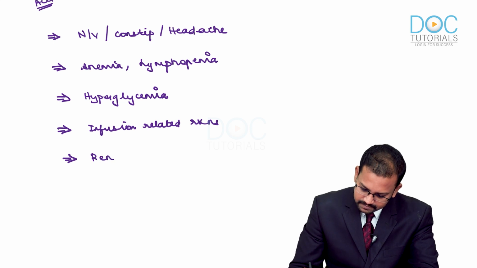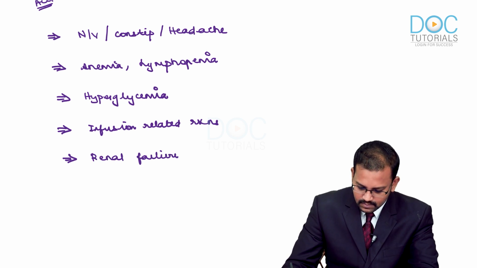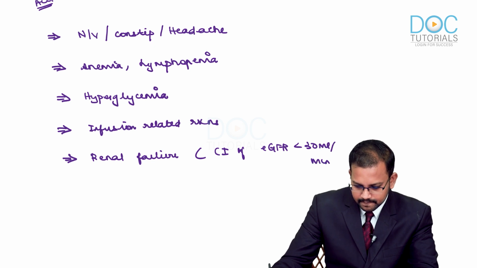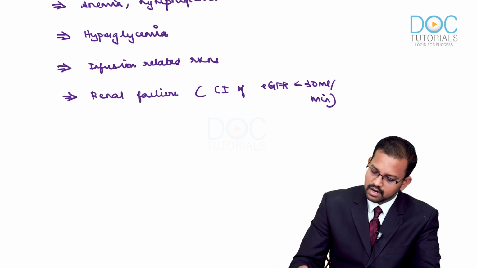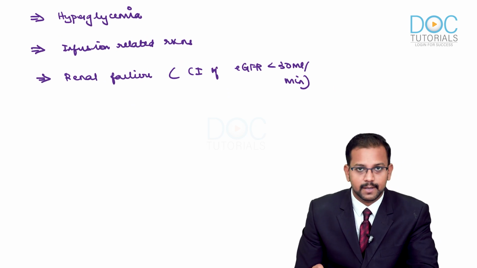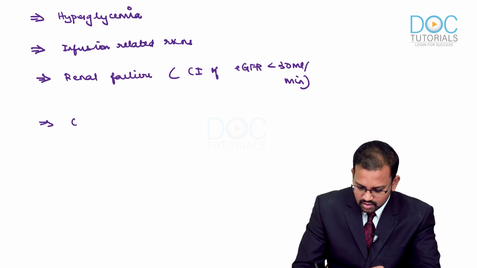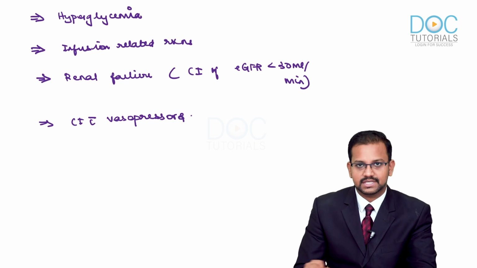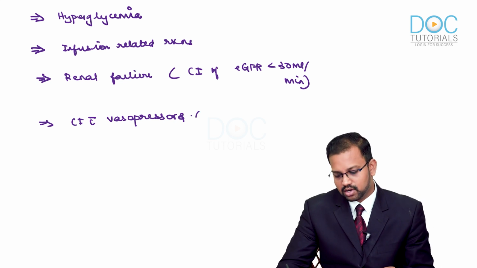In renal failure, this drug is going to be contraindicated if the eGFR is less than 30 ml per minute, and this drug is contraindicated with vasopressor agents, because it might produce end organ damage.